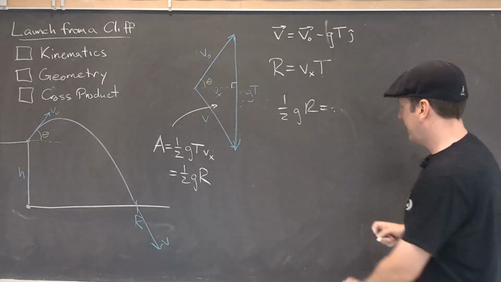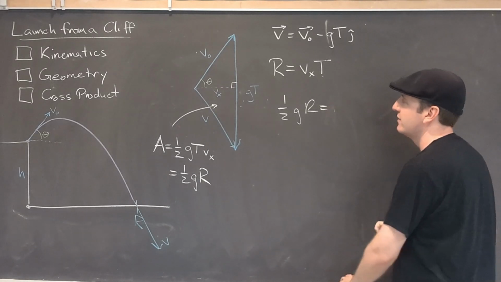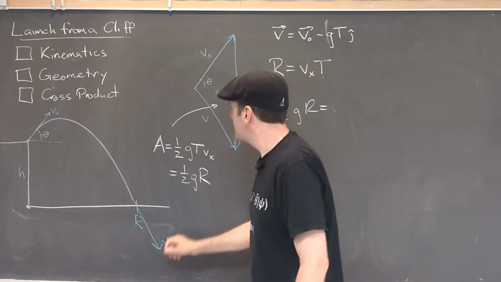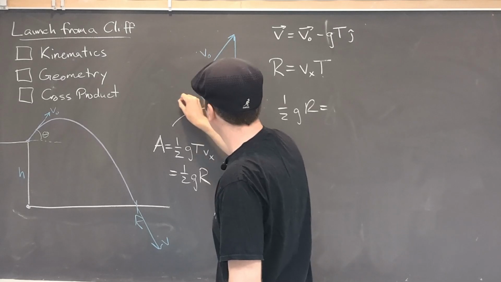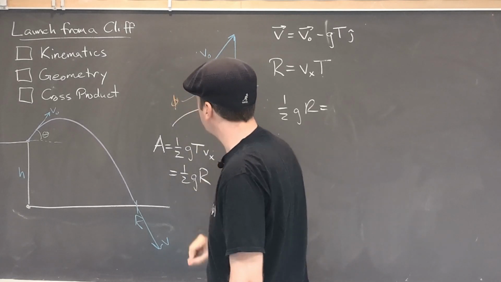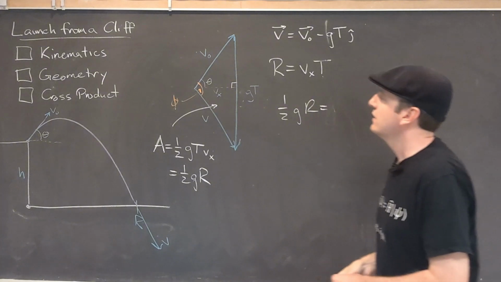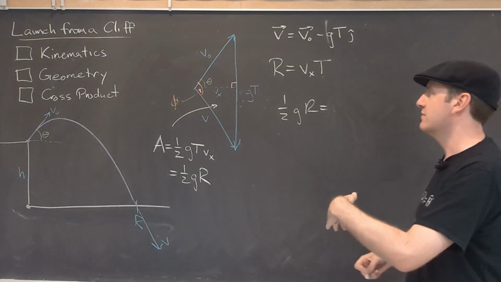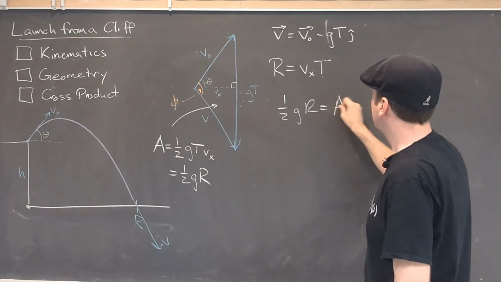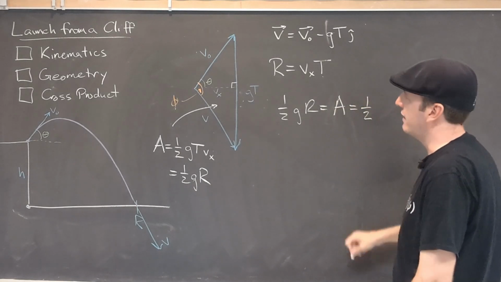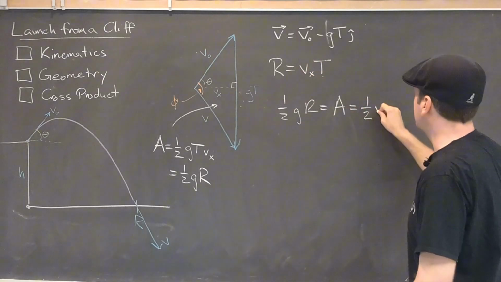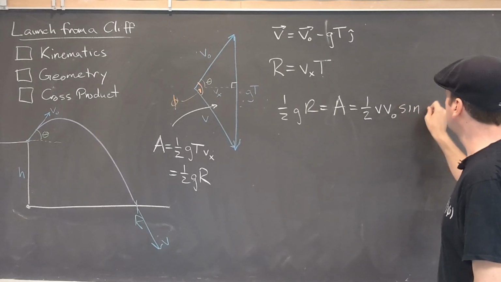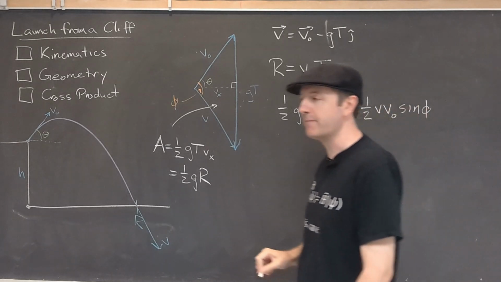Okay. Is there another way I can write down the area of this triangle? Yes, I can calculate the area by using the sine formula. Let's label this whole angle as, say, phi. That's the angle between my initial velocity vector and my final velocity vector. In that case, the area of my triangle can be written as 1/2 the product of the two sides, which will be v naught, v, times the sine of the angle between them, which is phi.